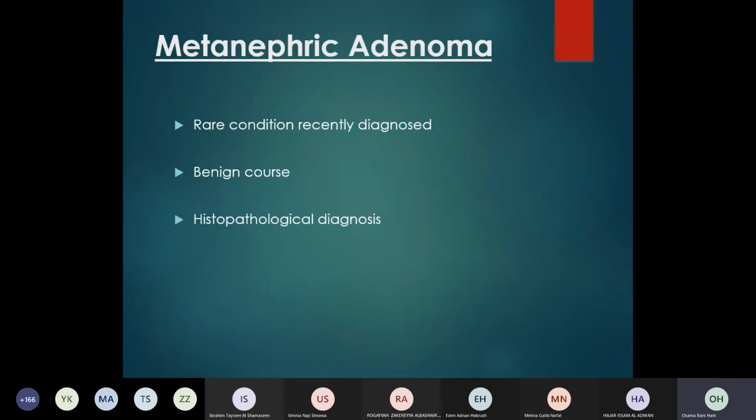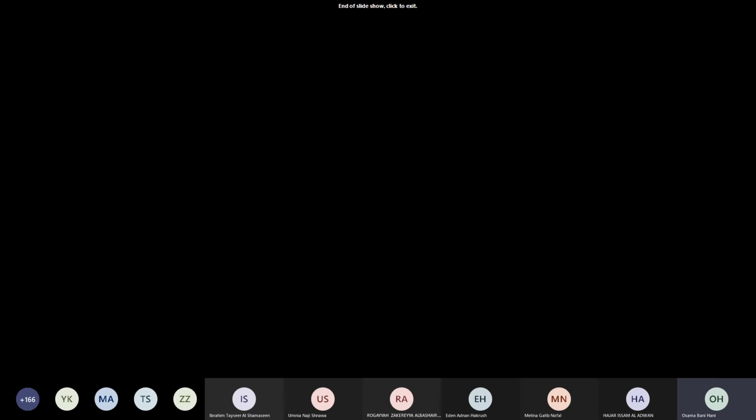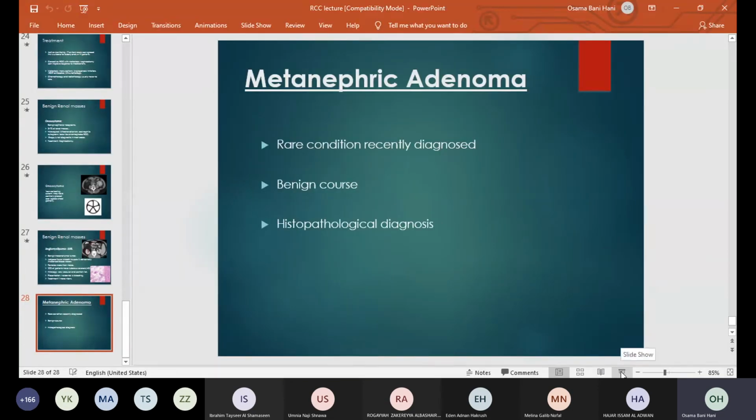We have a very rare condition recently diagnosed, called mutant adenoma, and usually it's a histopathological diagnosis, and it just comes after we do the nephrectomy. By this, I end my talk. The floor is open for questions.